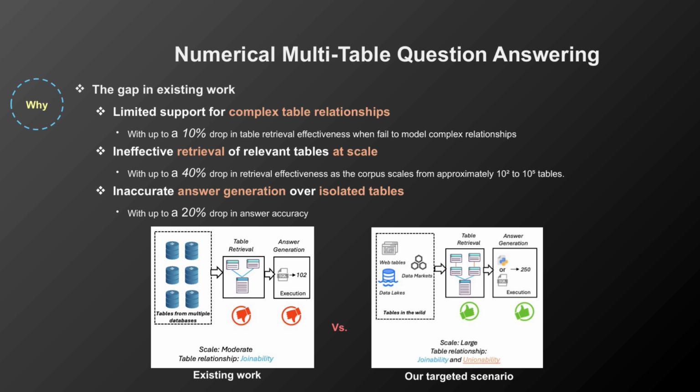When we look at existing solutions, we see significant performance gaps as complexity increases. Current methods often struggle with complex table relationships, showing a 10% drop in retrieval effectiveness. More alarmingly, as we scale from a small set of tables to a massive corpus of 100,000, retrieval effectiveness plummets by up to 40%. Finally, even if we find the tables, generating an accurate answer across isolated data silos often leads to a 20% drop in accuracy. This highlights a clear need for a more robust approach.